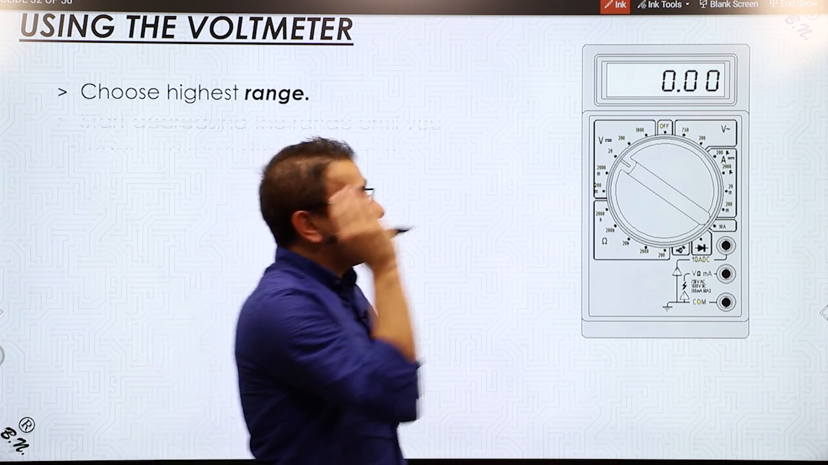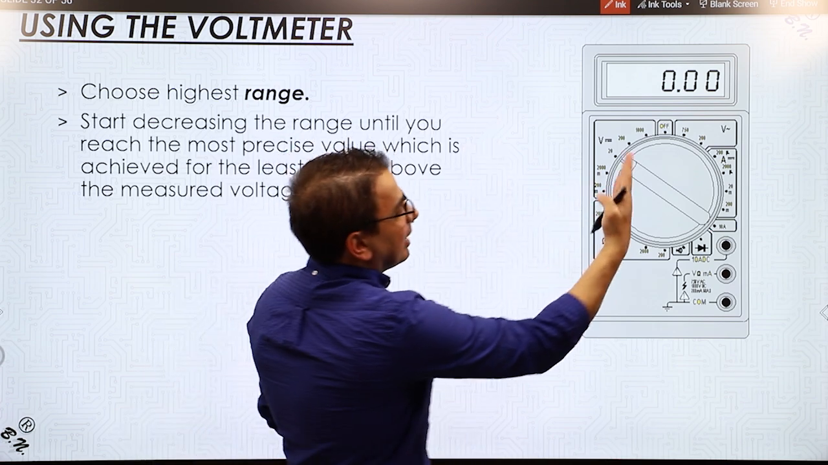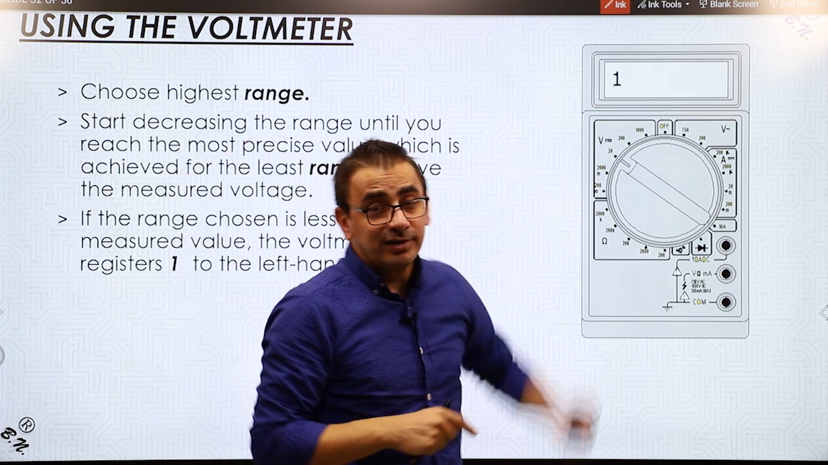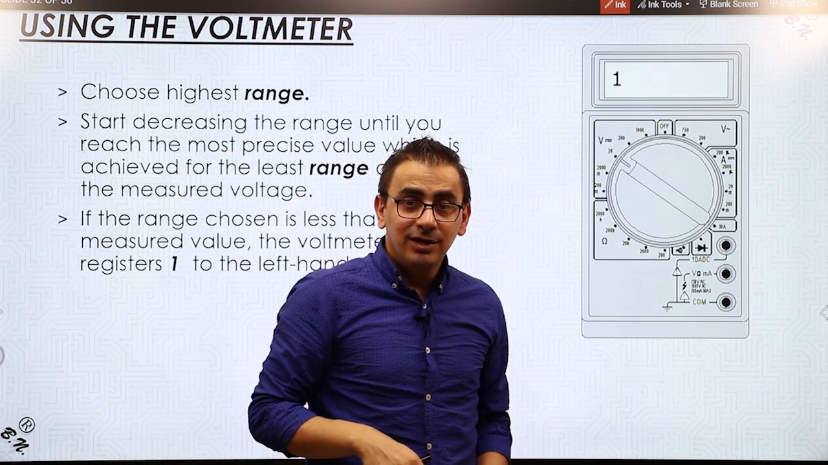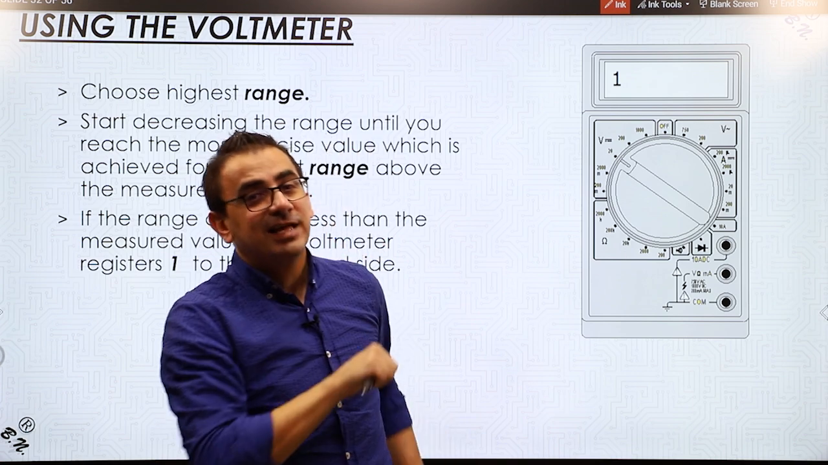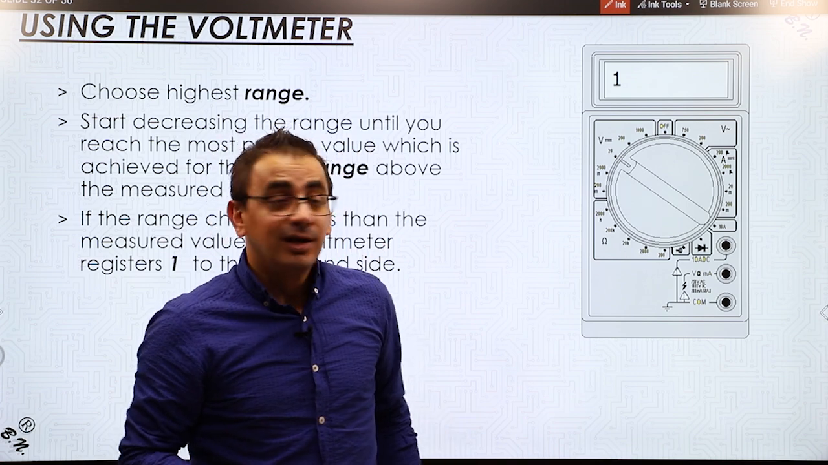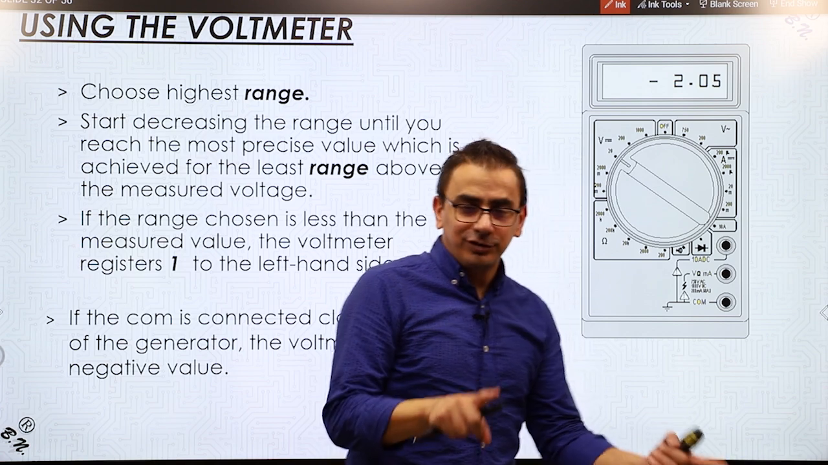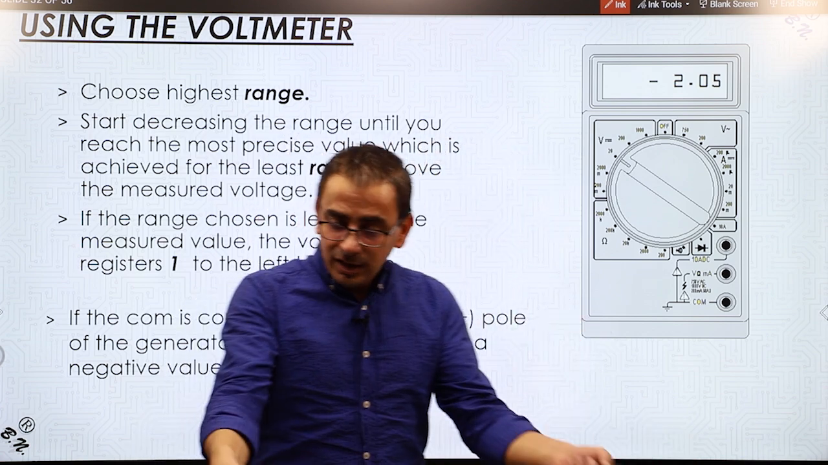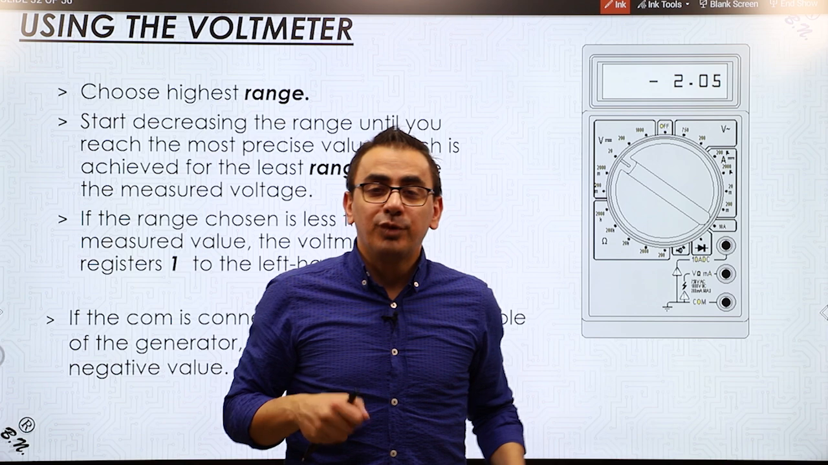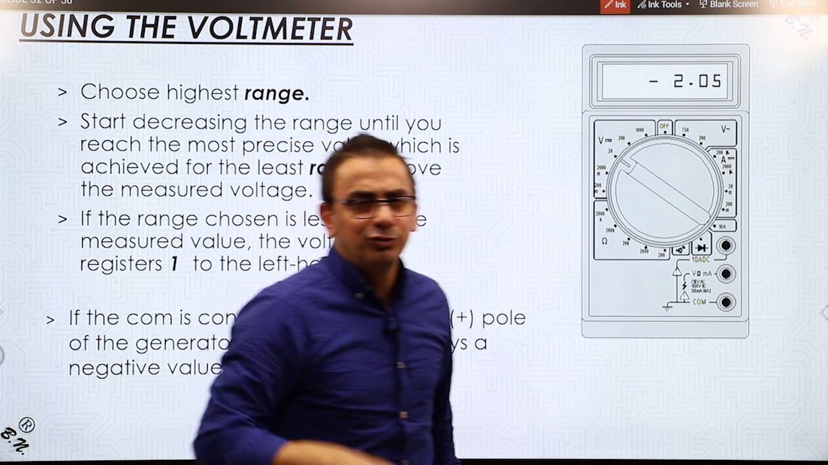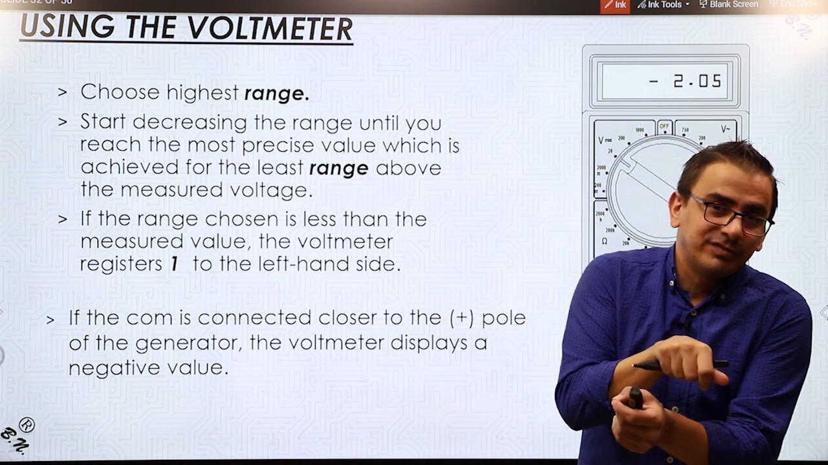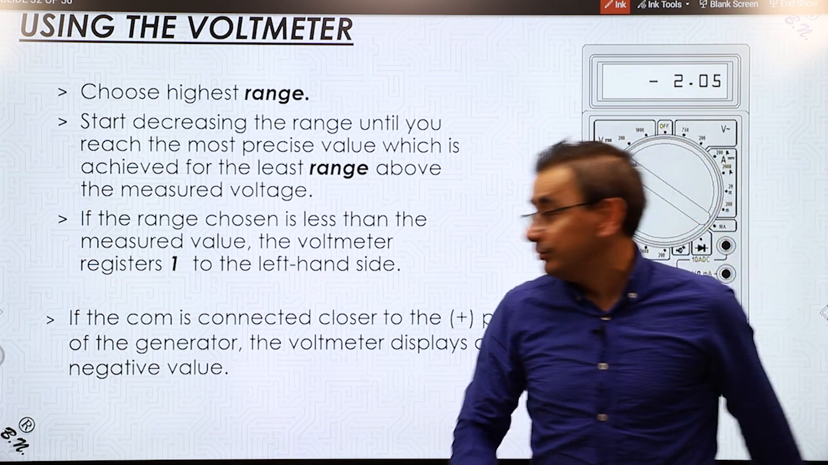We always start by the highest range and we start moving down. Once we reach a range which gives number 1 on the left, that means your range is less than the measured voltage, so increase it. And if the reading is negative, that means I connected the voltmeter in the opposite way. Either unplug and connect in the opposite way, or simply keep it as it is. I would do that, okay? Unless the question is, connect the voltmeter to give a positive reading. In problem solving, you know what to do.